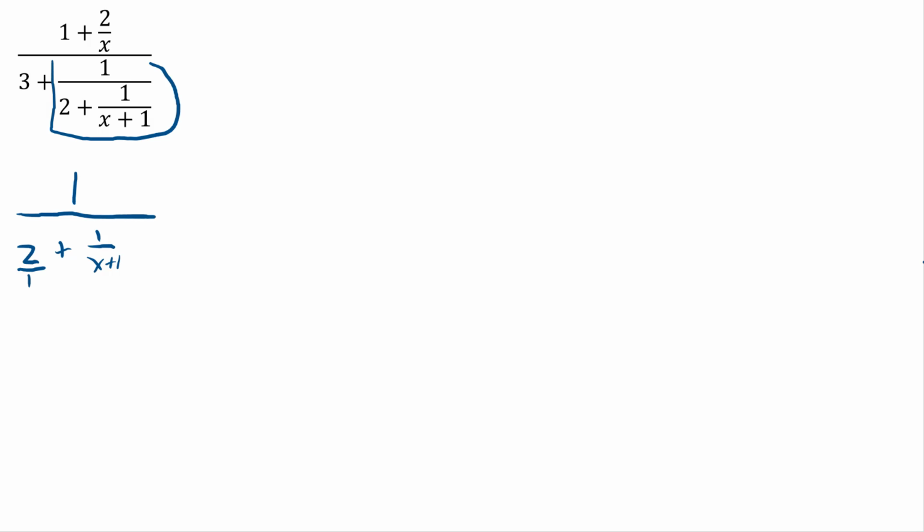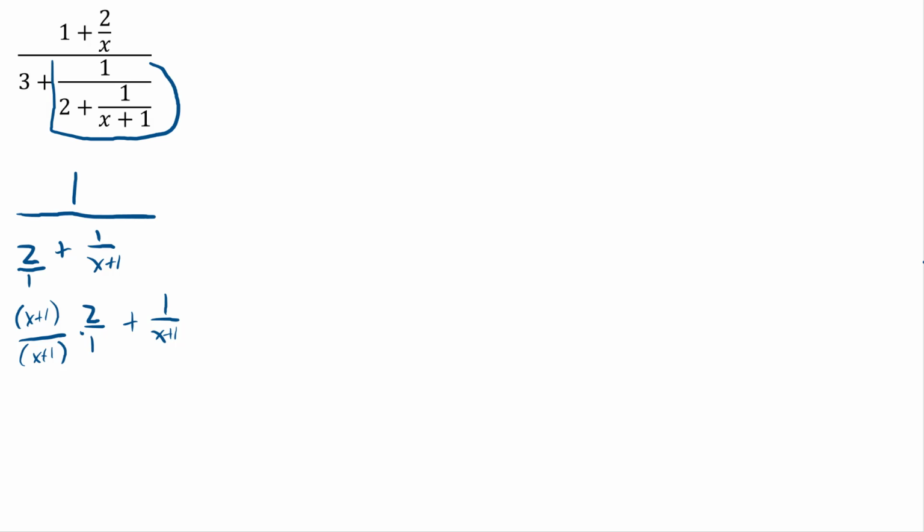So what we're missing over here on this 2 is an x plus 1. So we're going to take x plus 1 over x plus 1, and we're going to multiply that by 2 over 1. So all this will be times 2 over 1. And then we're still going to have plus 1 over x plus 1. Okay? So therefore, we can get the common denominator here.